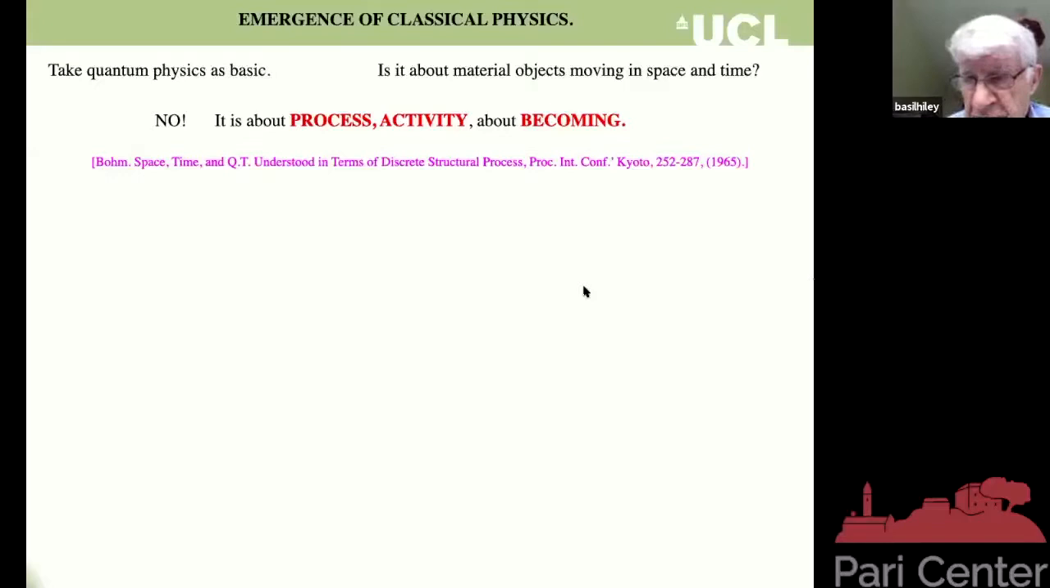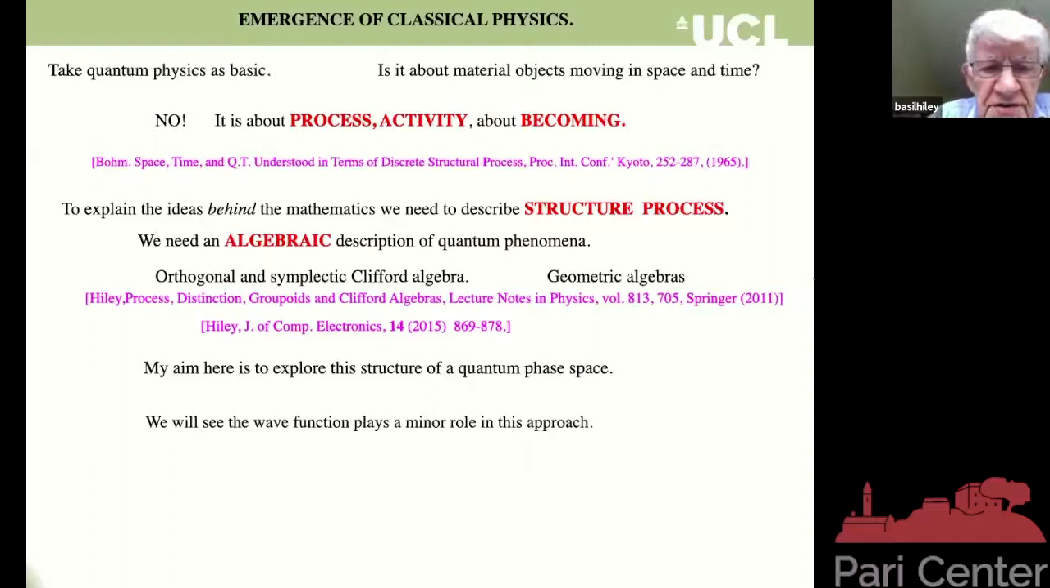Okay, so what I want to do in this talk is to try and explain the ideas in the mathematics that lies behind this structure process idea. One of the things I'll keep emphasizing is the word algebra. And it's nice to remember David Bohm here. He said to me, we have a snake called an adder in this country, I don't know whether it has the same name elsewhere. But David said to me, how do you turn an adder into an algebra? And I said, I don't know. He said, oh, go and tell it to multiply.